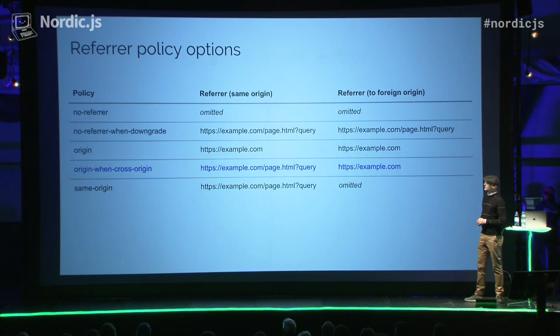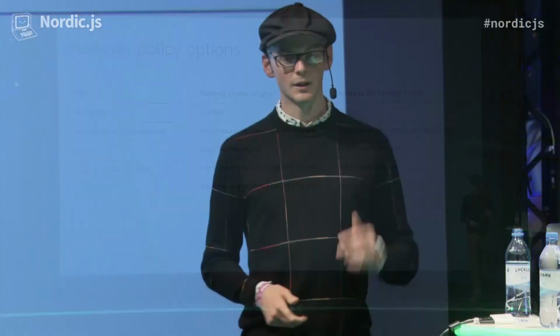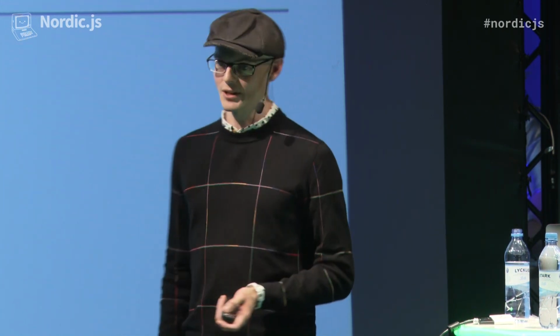So my recommendation is that you use origin when cross-origin. This is a nice, simple policy which will still give you the full referrer information when you're linking internally within your domain, and it will send only your domain name when you're linking externally. And that's usually fine unless you've generated some kind of personal host name per user that has some personal data in it, and why on earth would you do that?